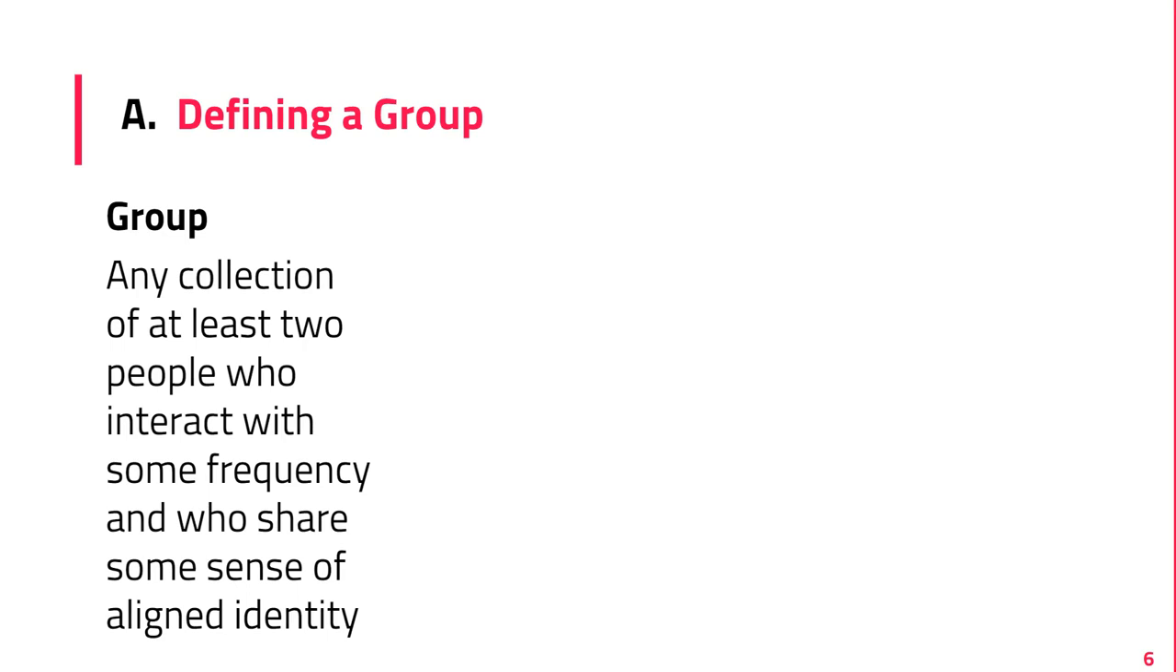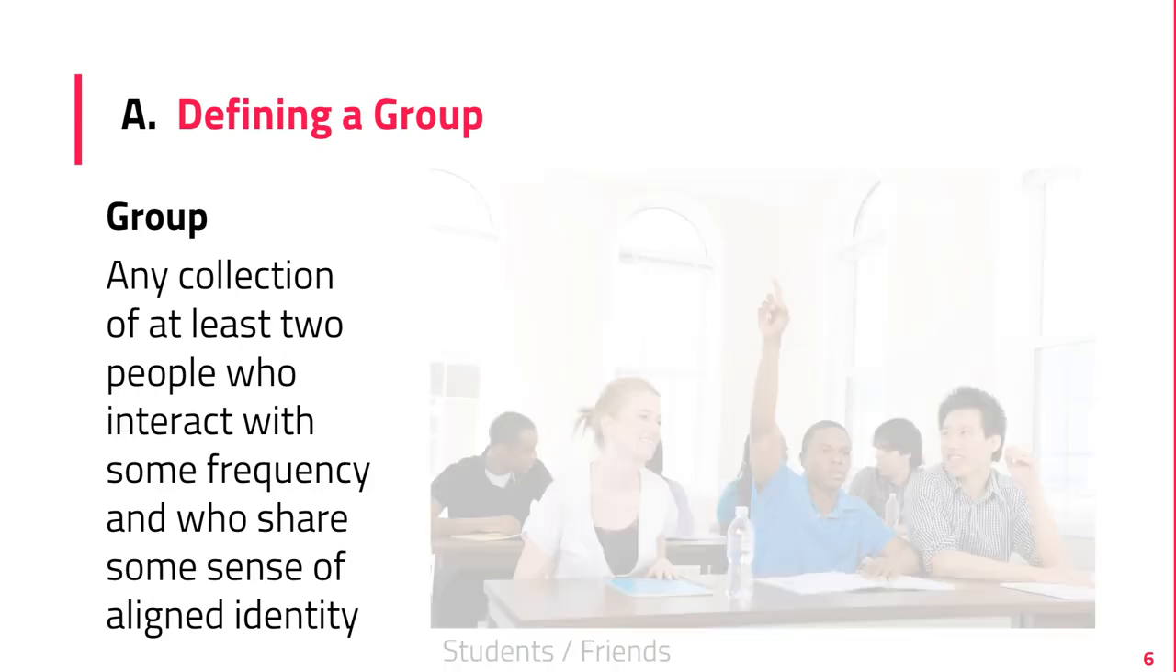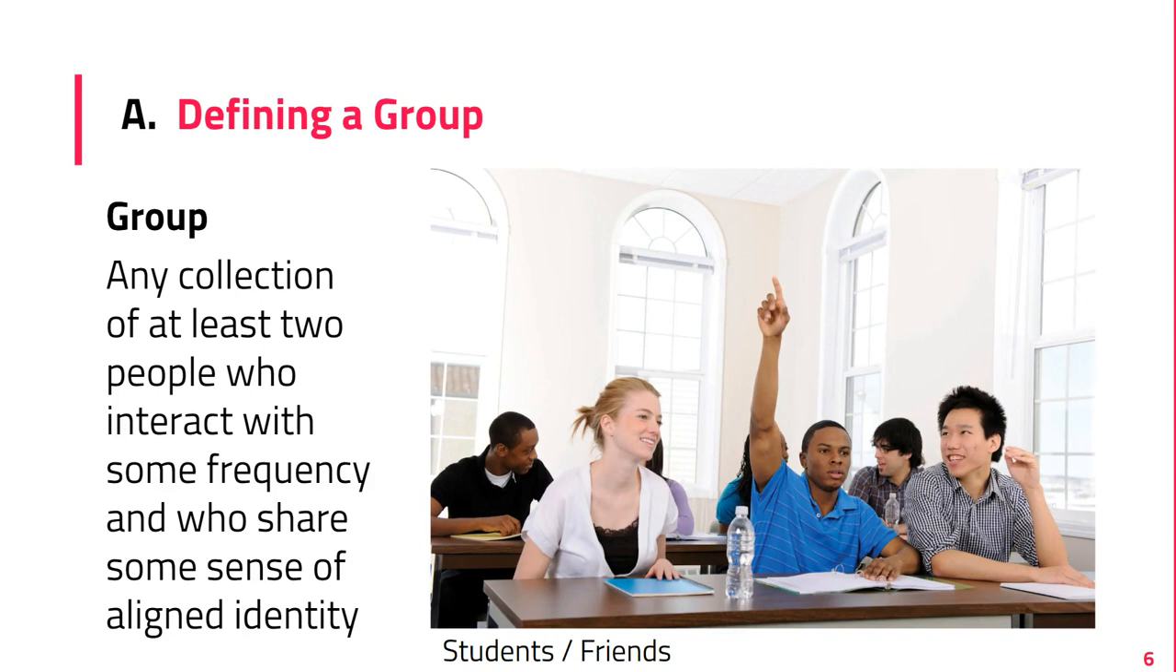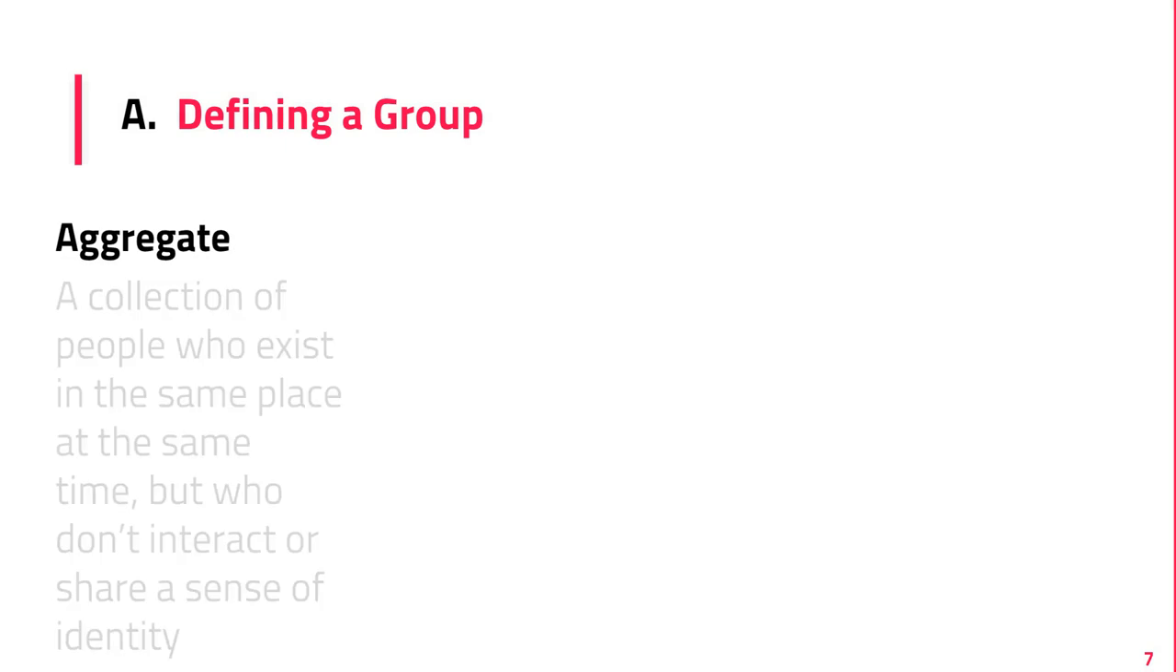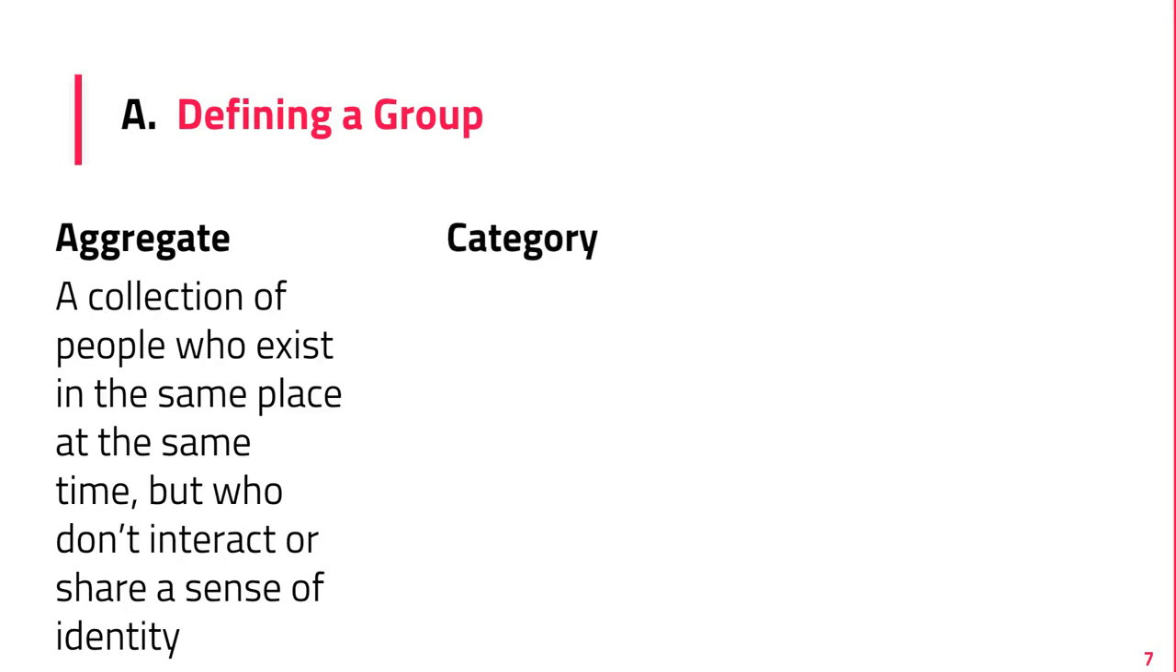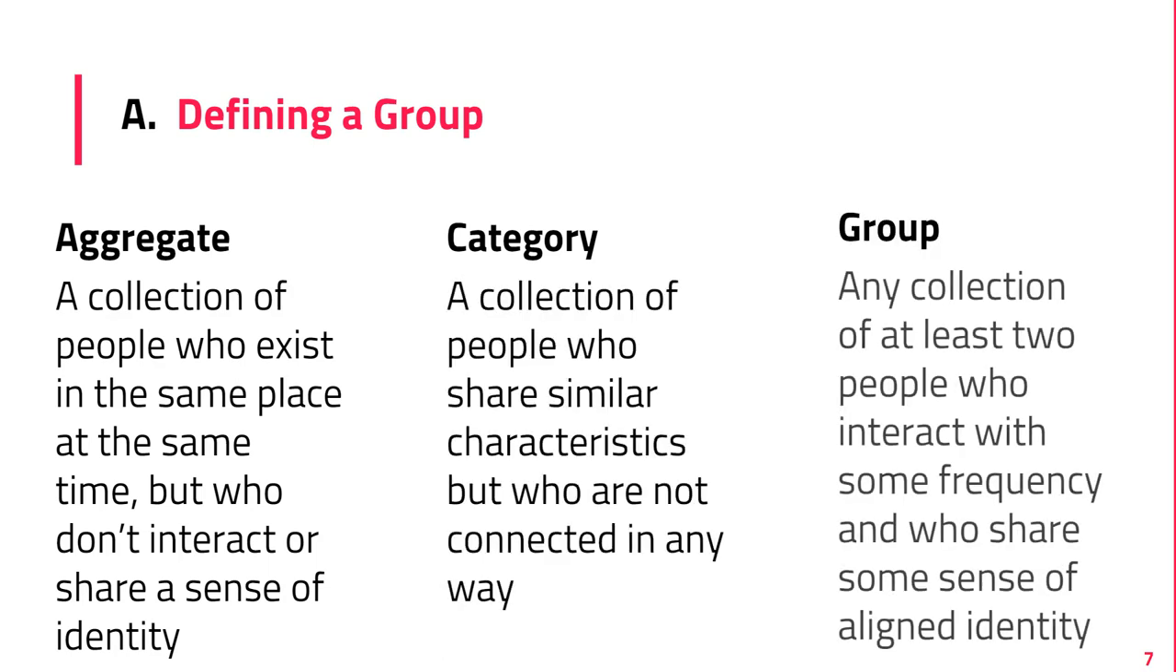A group is any collection of at least two people who interact with some frequency and who share some sense of aligned identity. So this could be, for example, students or friends who see each other quite regularly, and their shared identity is either that they're friends with each other, or that they are students, or that they're taking classes together, or they're struggling with the same materials, or they're all preparing for the same exam, and so on. So there is some sort of connection between them. So here, again, sociologists make a distinction between aggregate, category, and group.